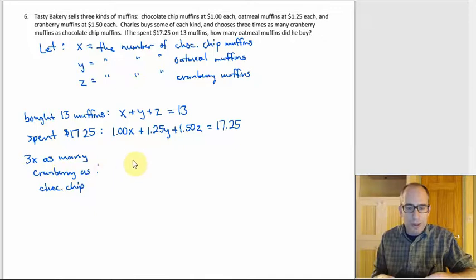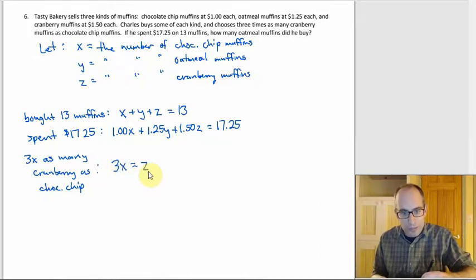So what does that mean? That means that if you took the chocolate chip, the X, and multiplied by 3, that would give you Z, the cranberry. So that means 3X equals Z. But to get this to look more like these other equations, I want the variables on the same side. So I'm going to subtract z from both sides and say 3x minus z equals 0.